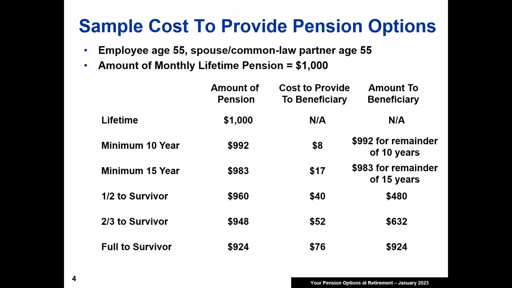With the 2/3 to survivor pension option, the cost to the member is $52. The member receives a reduced pension of $948 per month. Upon the member's death, their spouse or partner will continue to receive 2/3 of their pension, or $632 per month. The last option, the full to survivor pension, has the highest cost associated with it, $76. The member receives a reduced pension of $924 per month. Upon the member's death, their spouse or partner will continue to receive the exact same amount.